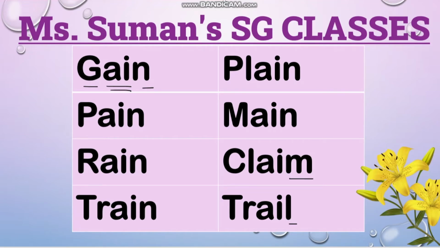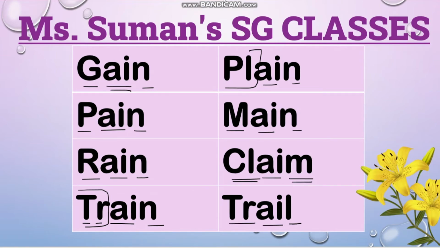G-A-I-N, gain. P-A-I-N, pain. R-A-I-N, rain. T-R, this is a blend. T-R, A-I-N, train. P-L, A-I-N, plain. M-A-I-N, main. C-L, A-I-M, claim. T-R, A-I-L, trail. Very good.